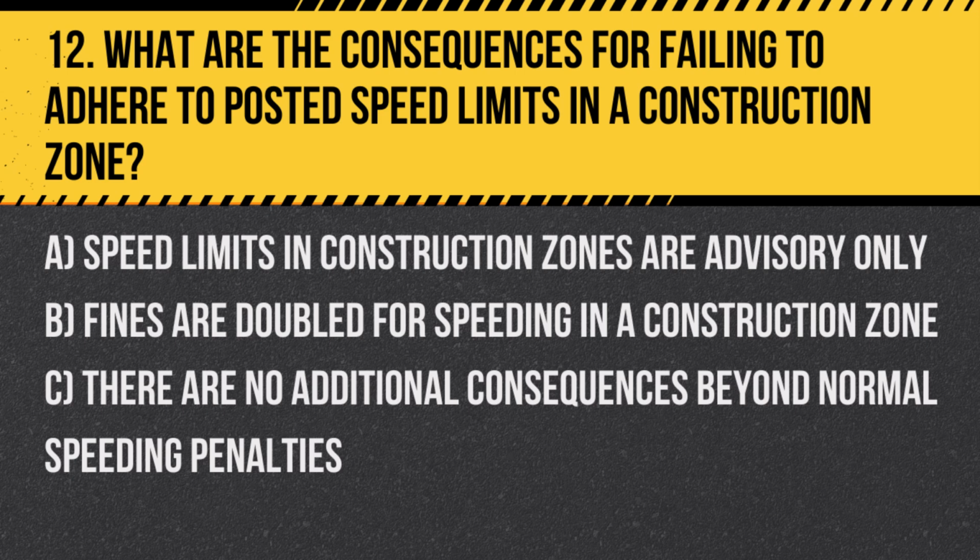Question 12. What are the consequences for failing to adhere to posted speed limits in a construction zone? A. Speed limits in construction zones are advisory only. B. Fines are doubled for speeding in a construction zone. C. There are no additional consequences beyond normal speeding penalties. Answer: B. Fines are doubled for speeding in a construction zone. California law imposes heavier fines for speeding in construction zones to encourage safe driving and protect workers.